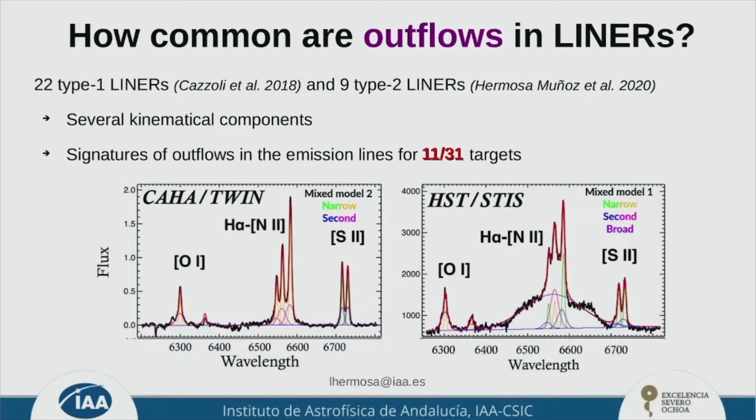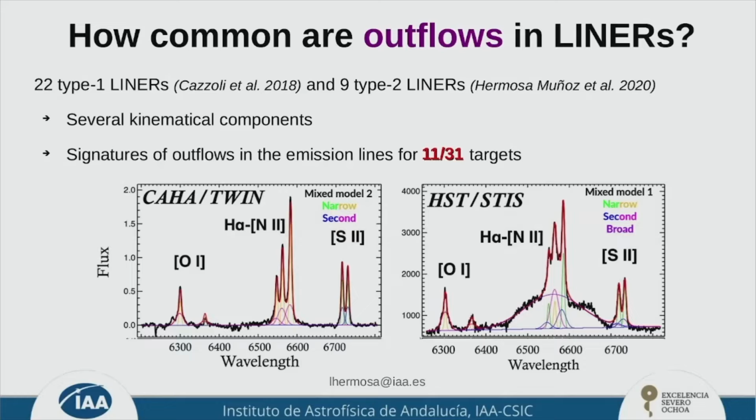And what we found is that in a third of the sample, this is 11 out of 31 targets, there was a component in the emission lines which was really blue shifted and quite broad. By quite broad, I mean velocities with a maximum of about 1,000 kilometers per second. So these two characteristics, blue shifted and broad component, are usually associated with the presence of outflows, kinematically detected.